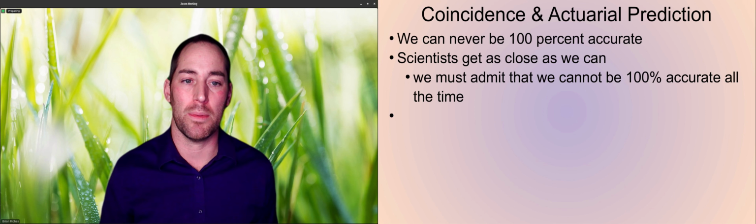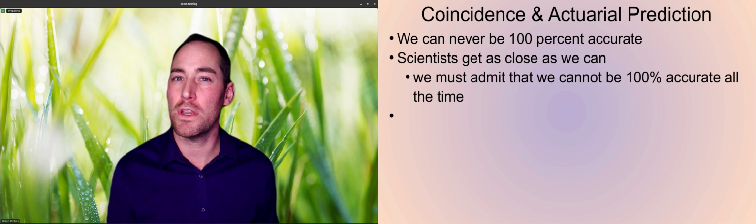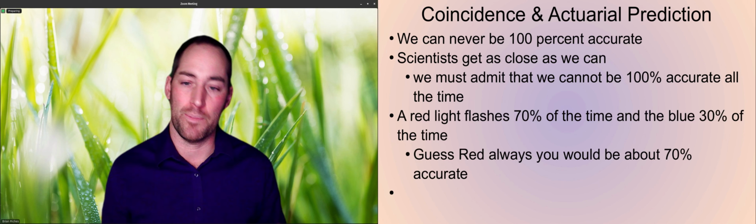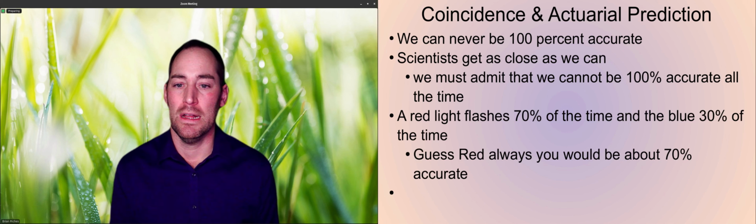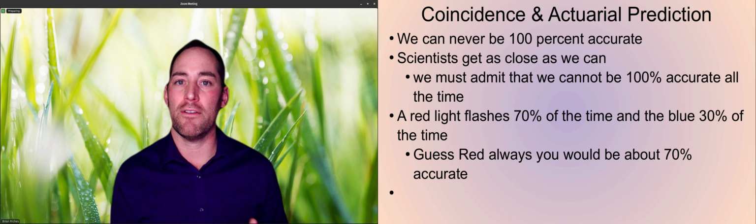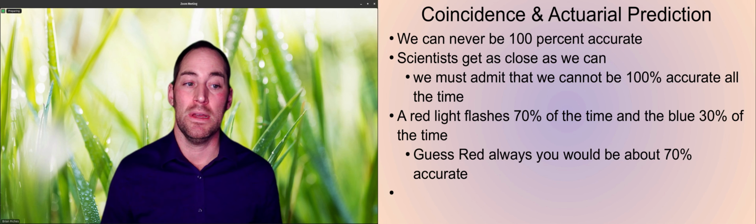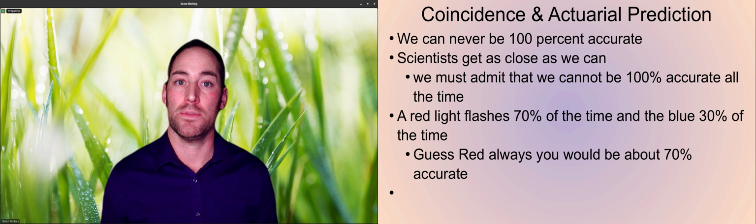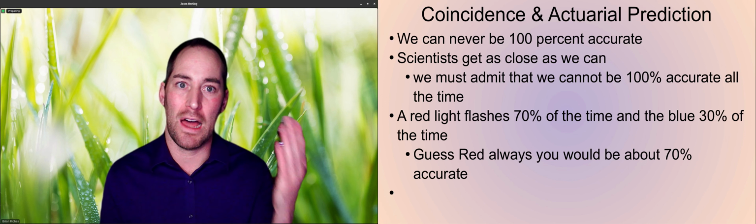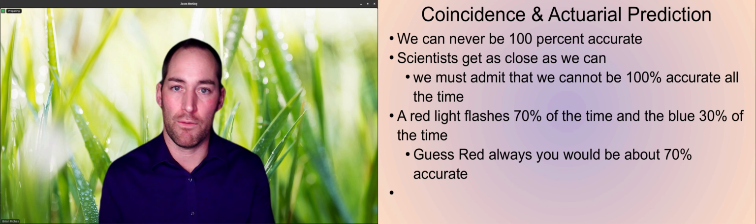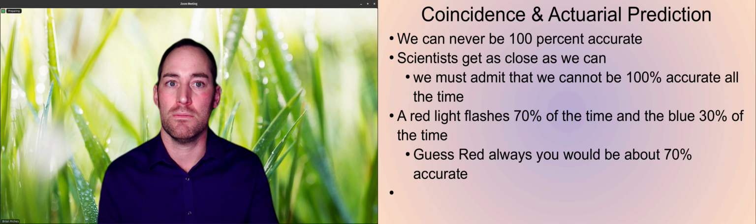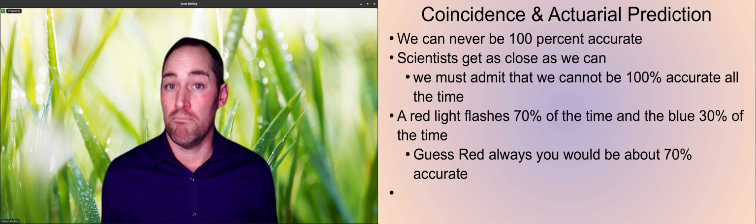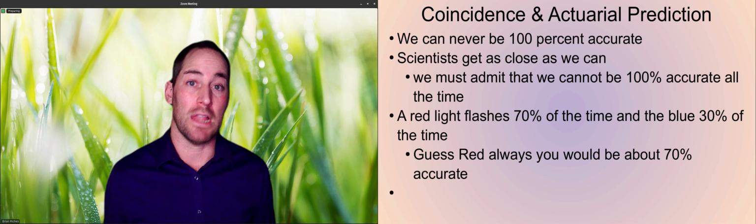Like, we're not going to be able to be 100% accurate, but we're going to try to get there. So let's take a pretty simple example. Let's say a red light flashes 70% of the time and then blue 30% of the time. As this light is flashing, let's say it flashes every 2 seconds. So flashes, flashes, flashes. 70% of the time, it's a red light, right?